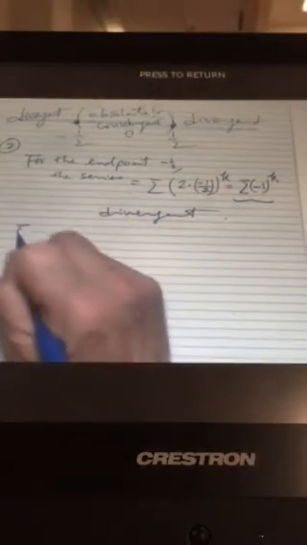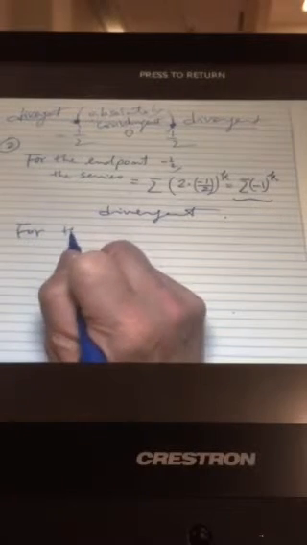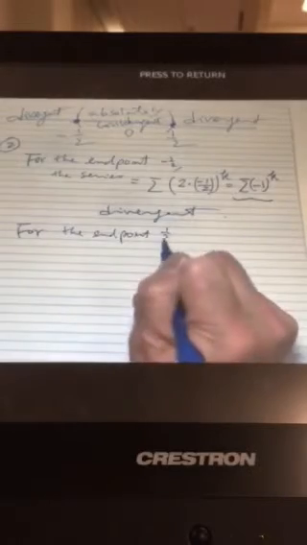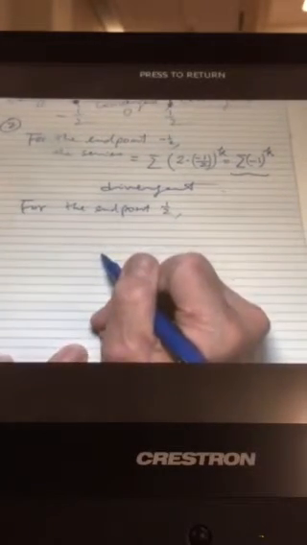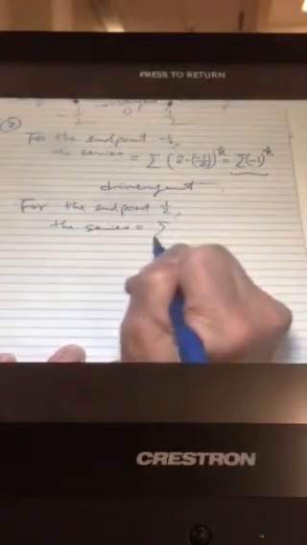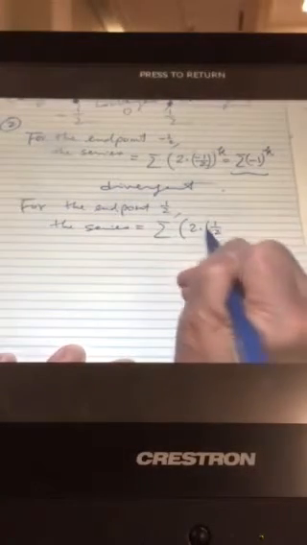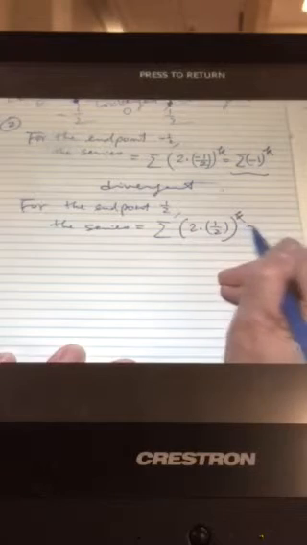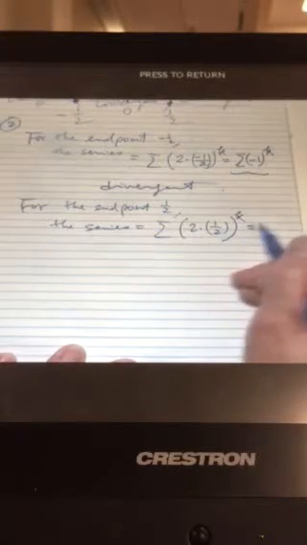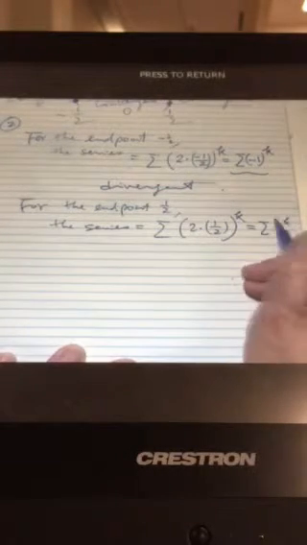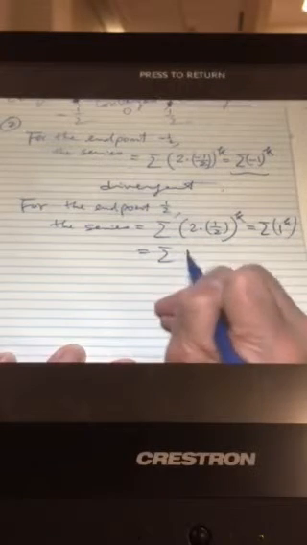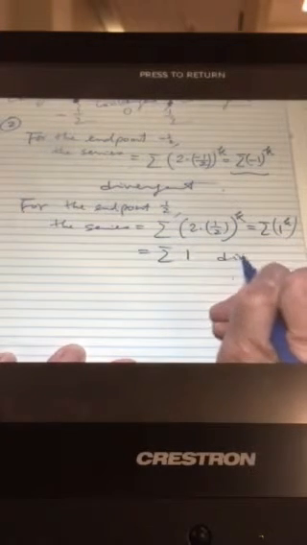And now for the other end point, 1/2, the series becomes 2 times 1/2 to the k, which is 1, right? 1 to the k is always 1. That's also divergent.